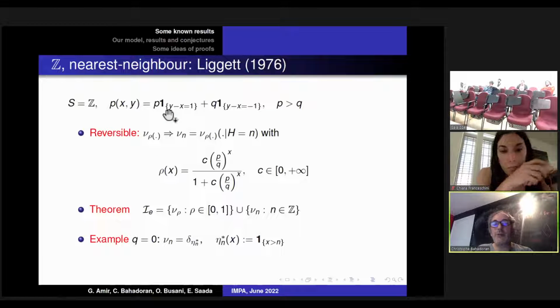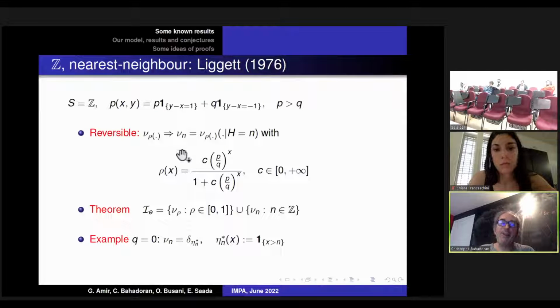If you have a nearest neighbor random walk which goes P to the right and Q to the left, then you construct this density profile, which is in fact obtained from the reversibility equations I gave at the beginning. And this, if P is bigger than Q, is going to extrapolate from 0 to 1. And then you can condition these measures on the conserved quantity, and the classical result by Liggett is that this gives you all invariant measures.